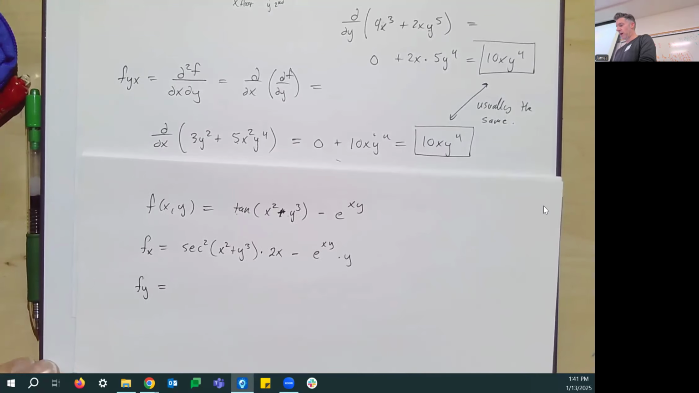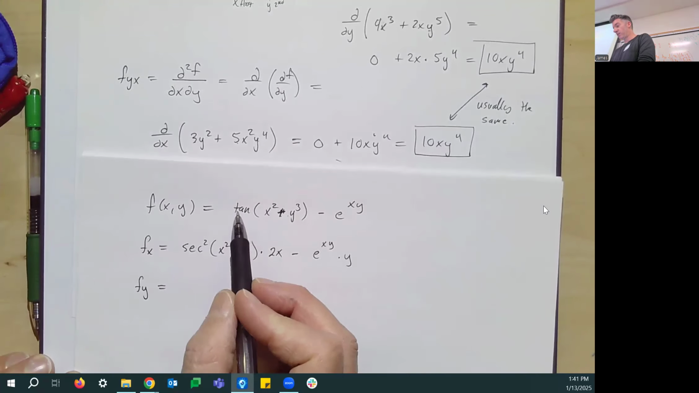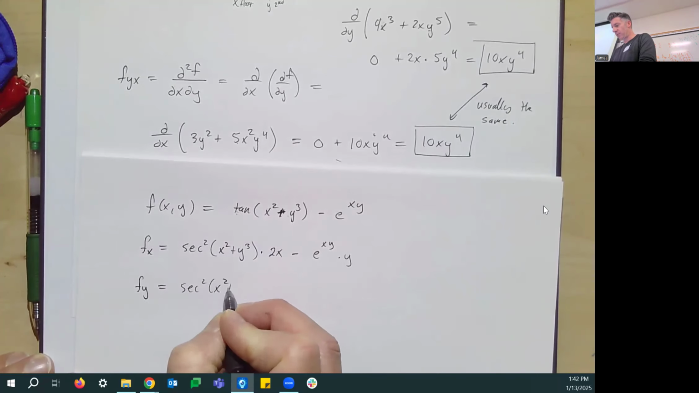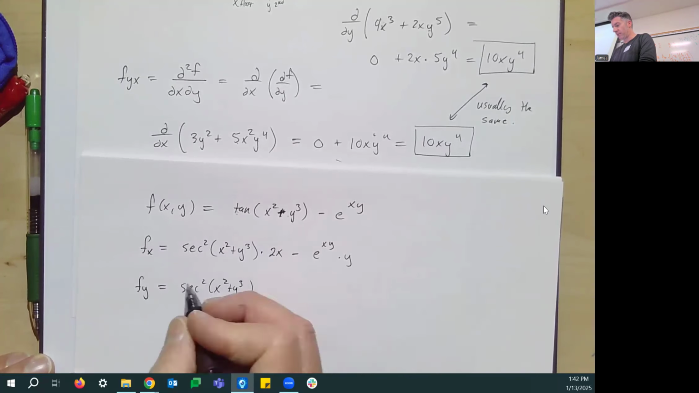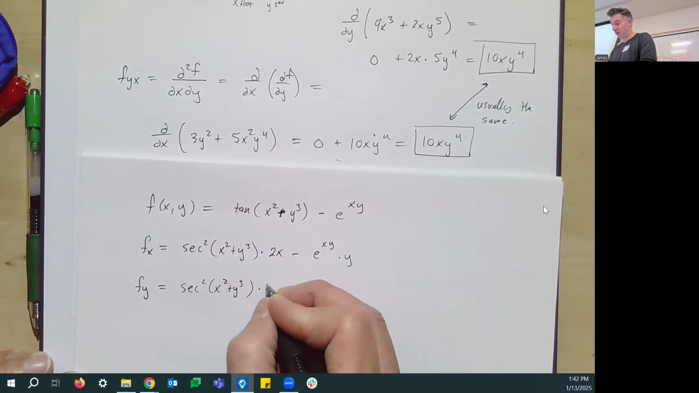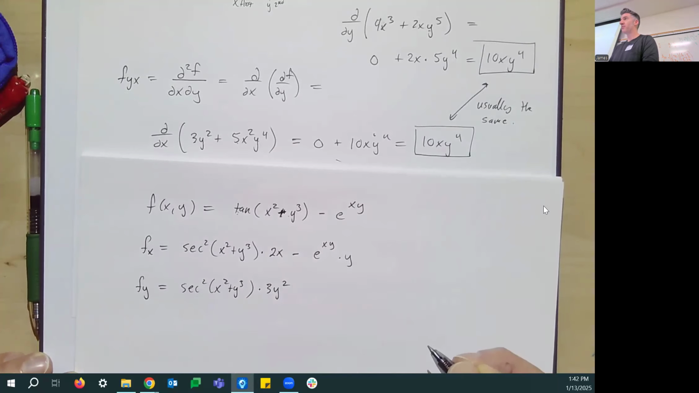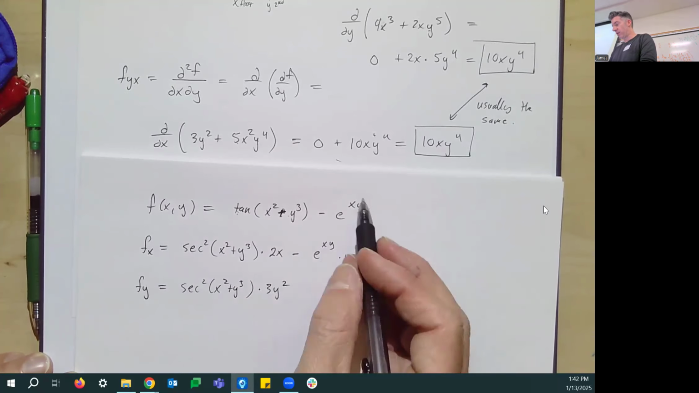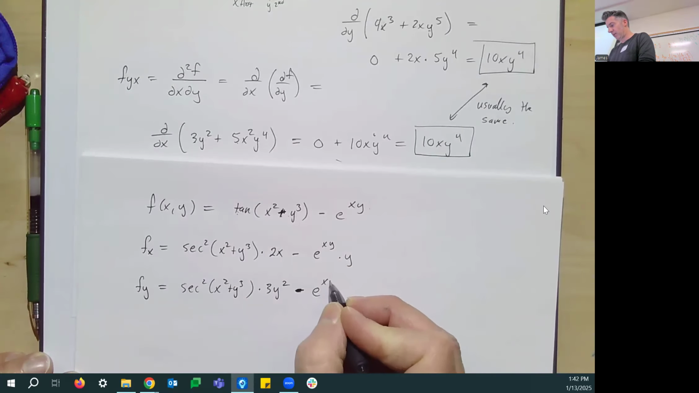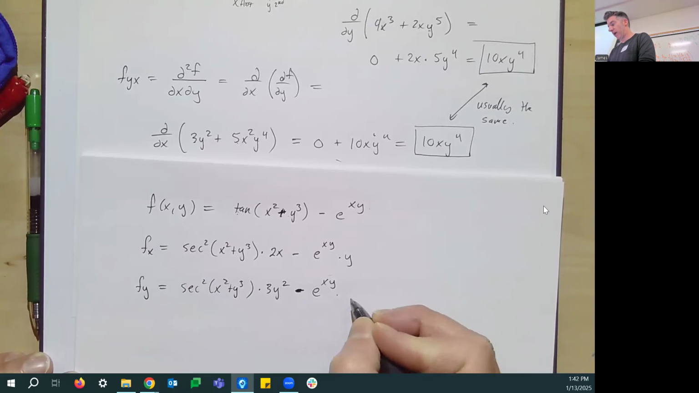So let's take a look and see what we got. Again, the derivative of tangent of some stuff is still secant squared of that stuff. Now, when we differentiate the argument of the secant squared function, the derivative of x squared plus y cubed with respect to y is going to be 3y squared. And the derivative of e to the xy is going to be, whoops, minus e to the xy, and then we multiply by the derivative with respect to y of x times y, and we get x times 1.